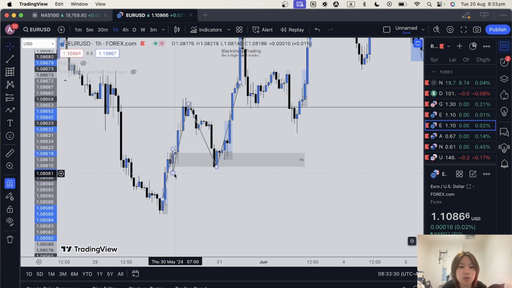So this right here, that down candle right here, is that order block. An order block is usually before a fair value gap as well. We'll get into that in the next episode, but this is that order block right here.